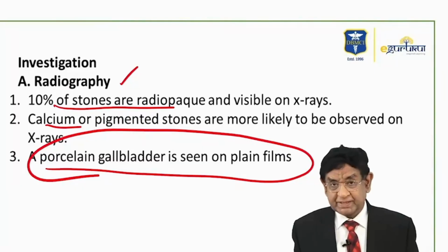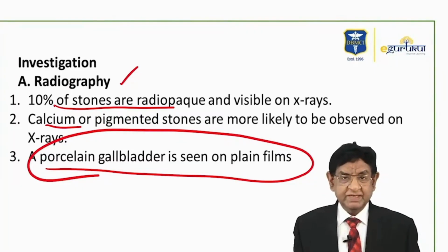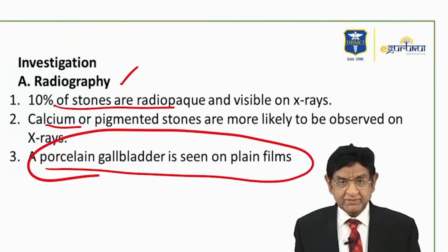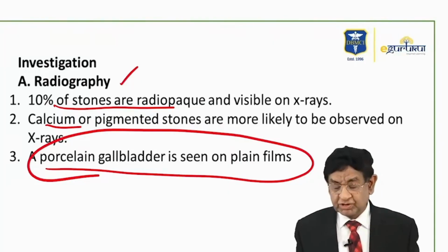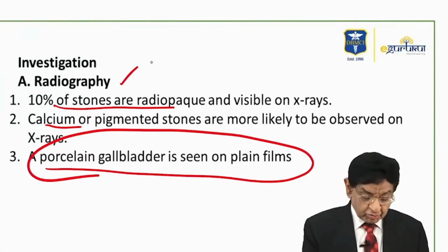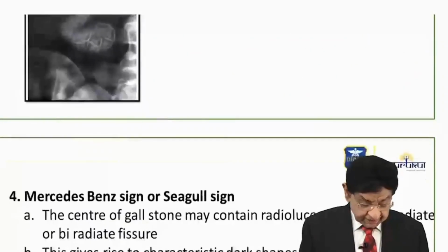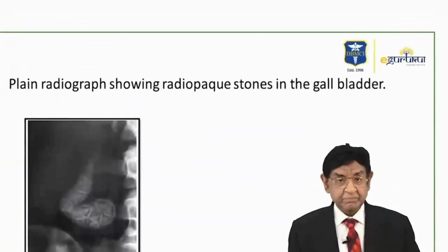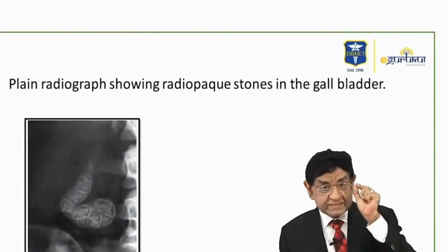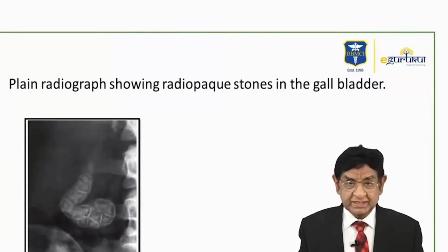If you have examined the patient and Murphy's sign is positive, and you are strongly thinking that you are dealing with gallstones, then you will not go with this investigation. What you will do is go with the ultrasound. But what is important from the exam point of view, why did I include this point?